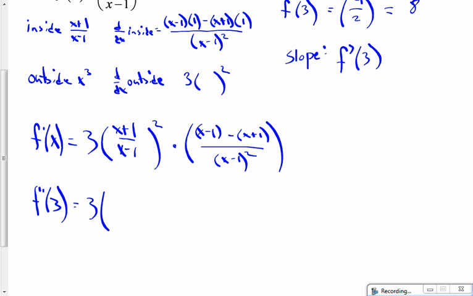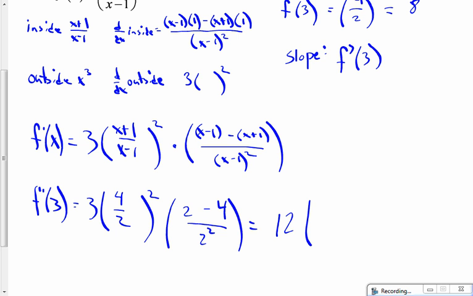That's going to be 3 quantity 4 over 2 squared. Just putting in 3 for both of those x's. 3 plus 1 is 4. 3 minus 1 is 2. Times 3 minus 1 is 2 minus 2 plus 3 plus 1 is 4, all over 3 minus 1 is 2, 2 squared. I'm going to find the value of the derivative. 4 halves is 2, so this is 12 times 2 minus 4 is negative 2. Negative 2 over 4 is negative 1 half, right? Negative 6, okay? Will you double check my arithmetic there, please?